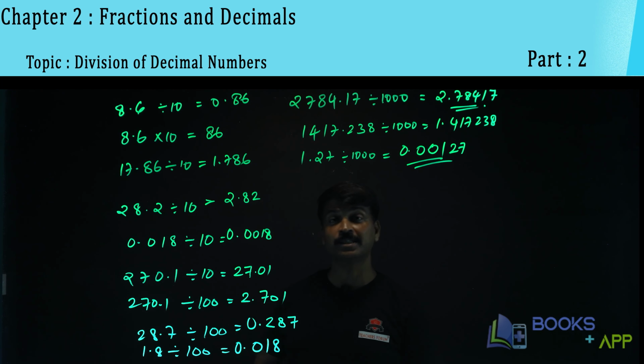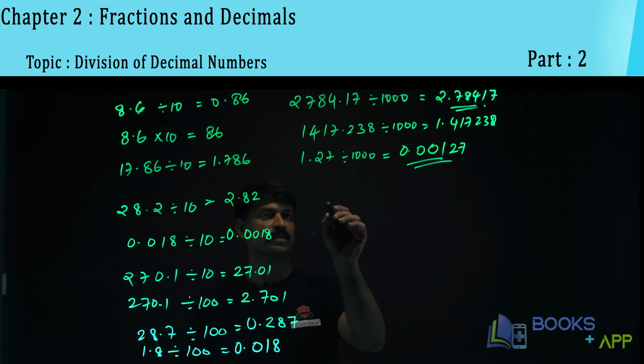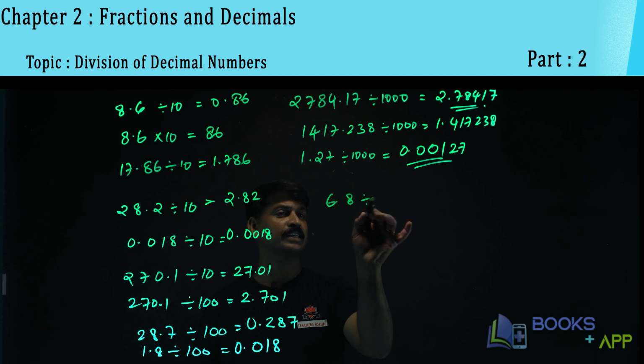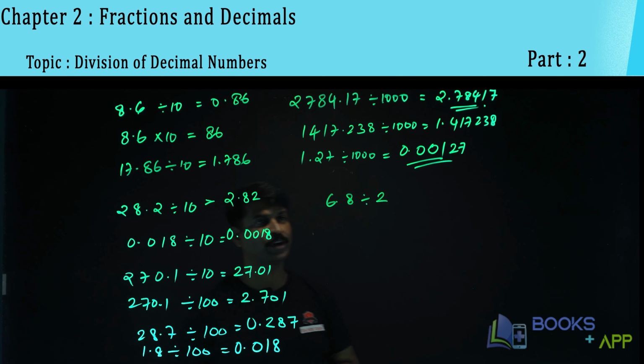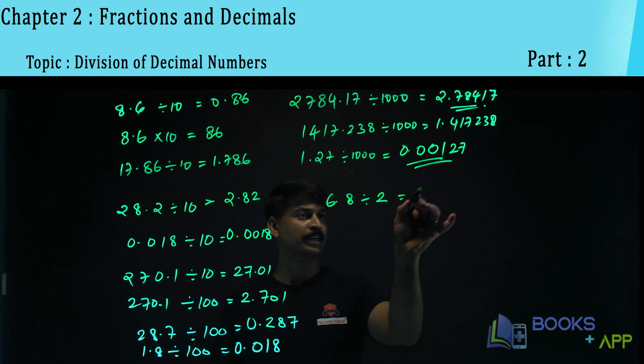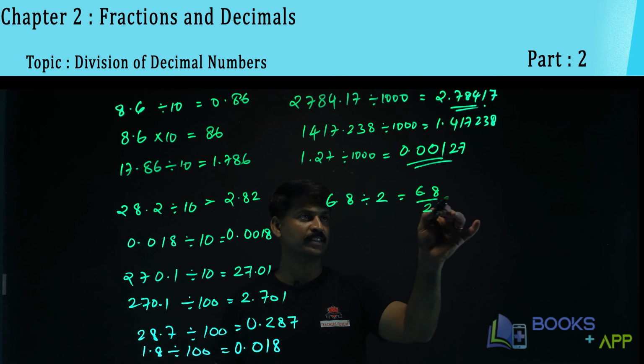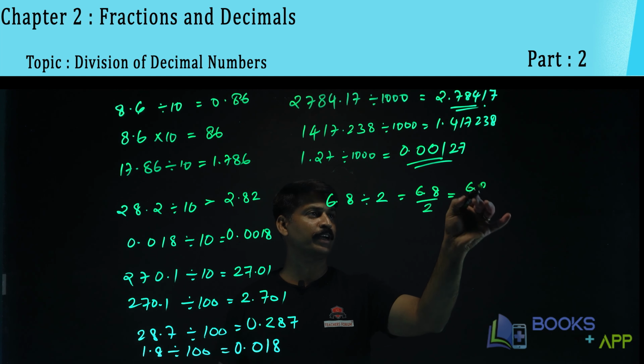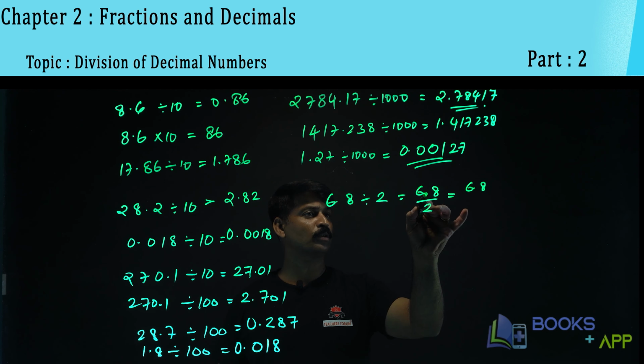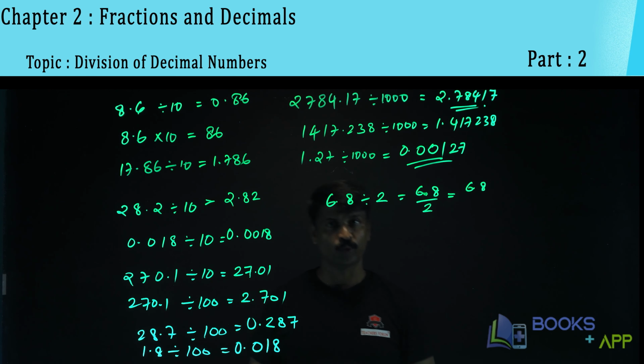Now let us divide a decimal number by a whole number. For example, 6.8 divided by 2. Do you know what the answer is? 6.8 divided by 2 can be written as 6.8 by 2. If you want to remove this decimal point, what do we have to do?